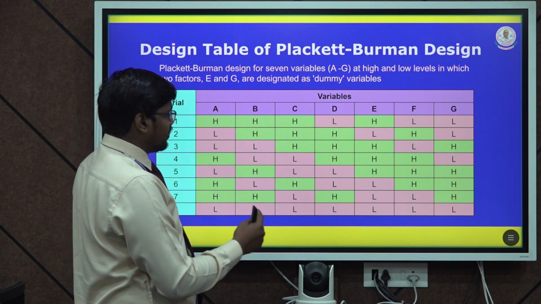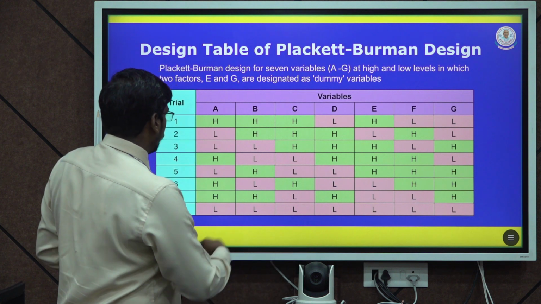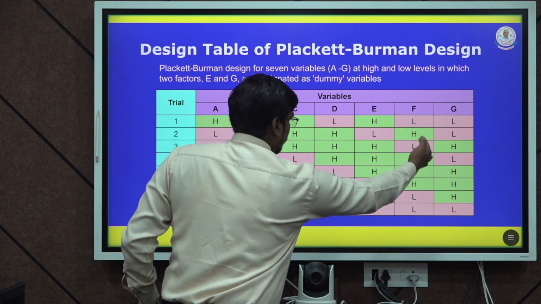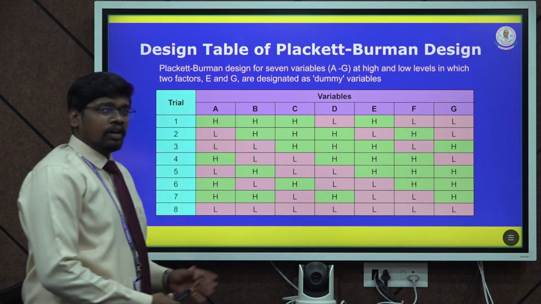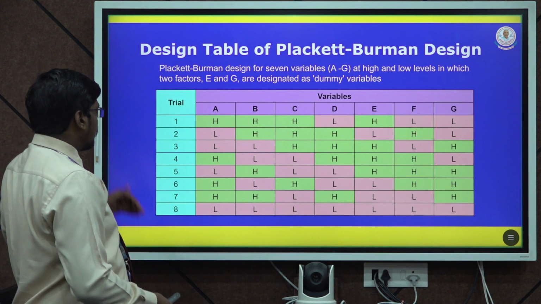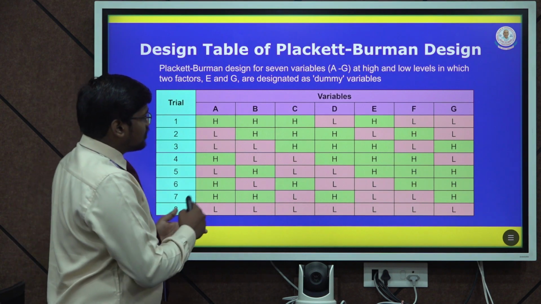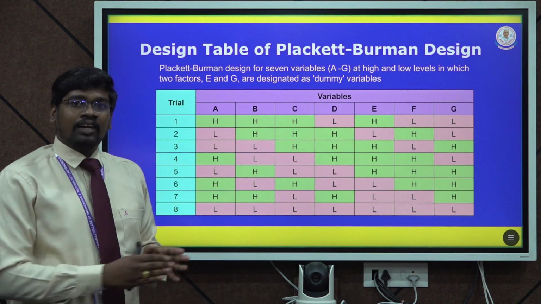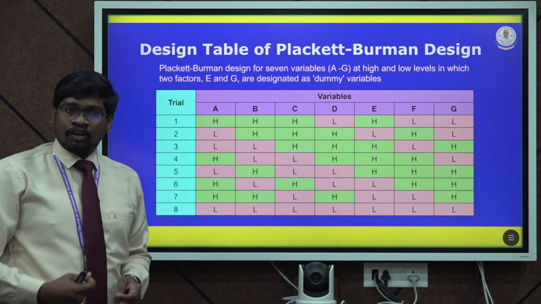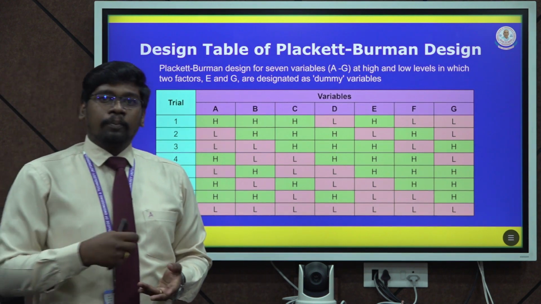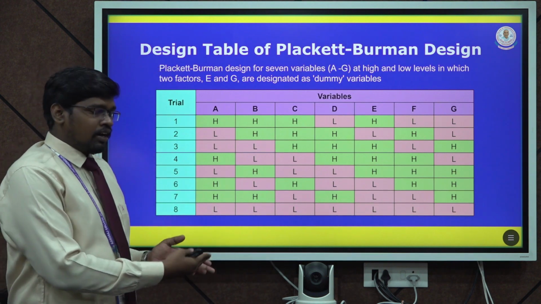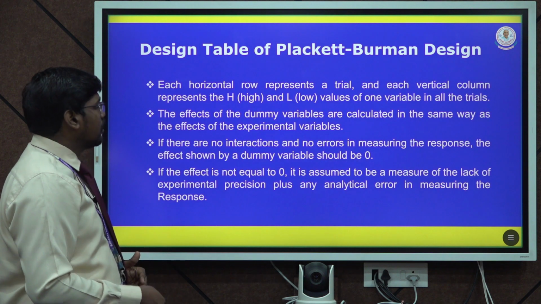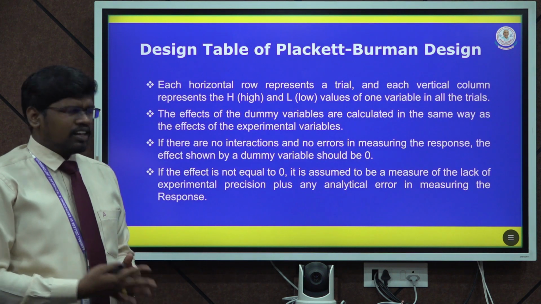So, H, H, H, L, H, L, L. If you count B, it has 4 high and 4 low levels. If we count F, here also we have 4 high and 4 low levels. So, in trial 1, A, B, C and E will be kept at high levels, while D, F and G will be kept at low levels, and the experiment is performed, and the yield is recorded, whether the yield may be a biomass or a product concentration or anything that is obtained as a result of the experiment. Similarly, after performing these 8 experiments, we can record the yield.